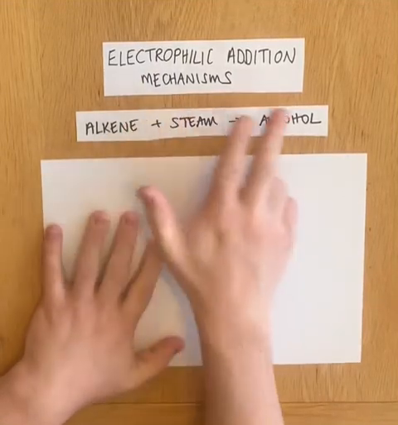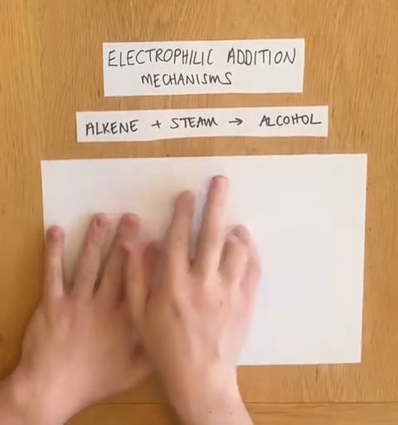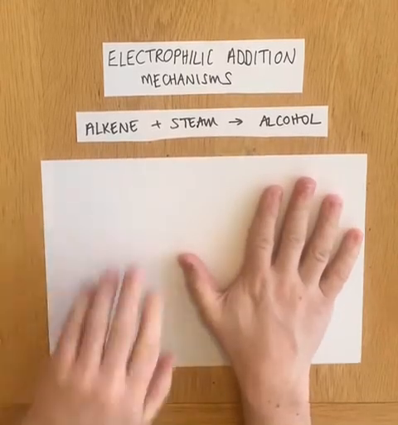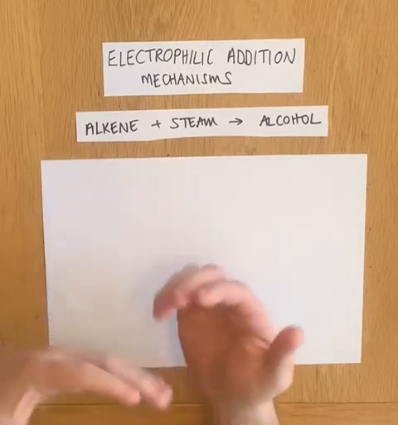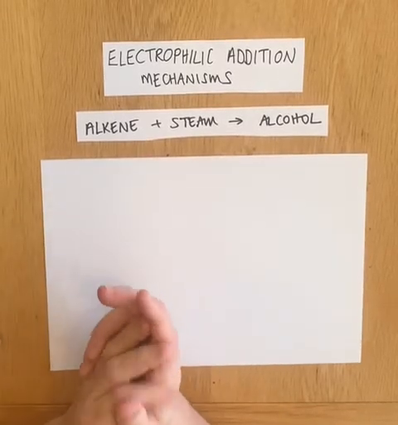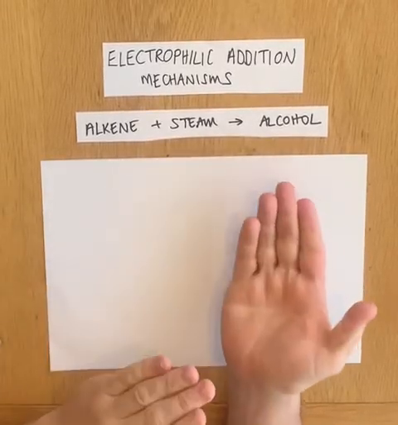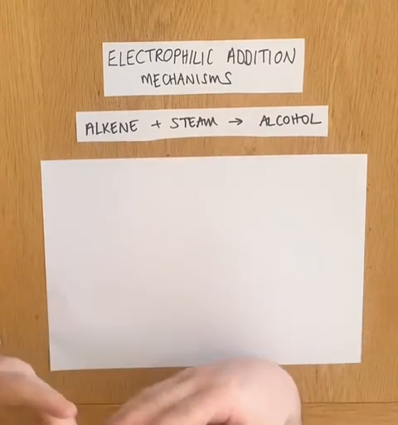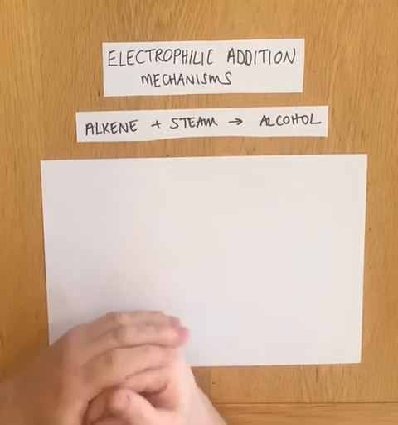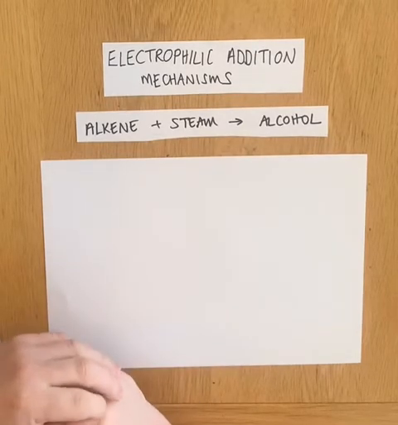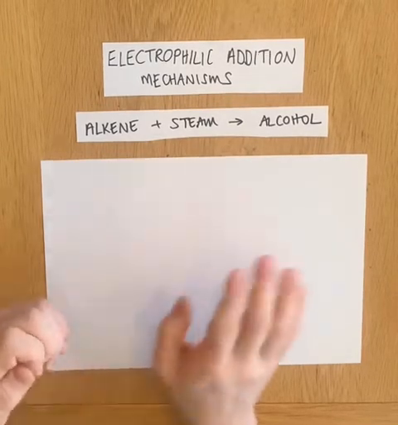In this video we'll look at the electrophilic addition mechanism for alkenes reacting with steam to form alcohols. This is a very important industrial process where ethene is reacted with steam with a phosphoric acid catalyst at 300 degrees C to form ethanol. However, any alkene can react with steam with the phosphoric acid catalyst at 300 degrees C-ish to form an alcohol.